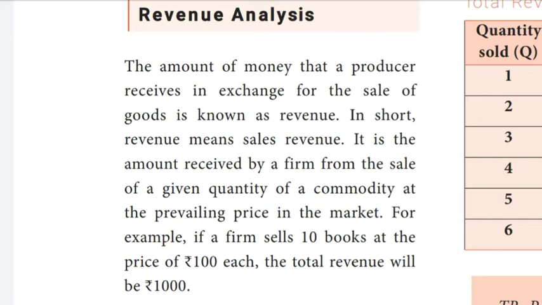It is the amount received by a firm from the sales of a given quantity of a commodity at the prevailing price in the market. For example, if a firm sells 10 books at the price of rupees 100 each, the total revenue will be rupees 1000.